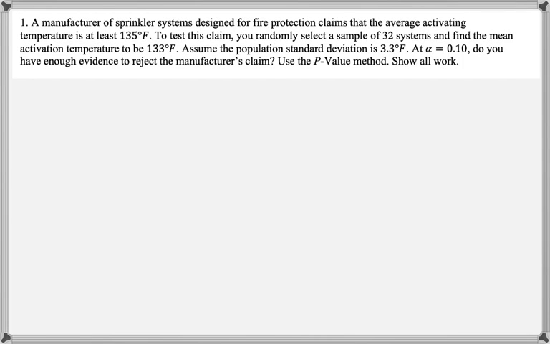A manufacturer of sprinkler systems designed for fire protection claims that the average activating temperature is at least 135 degrees Fahrenheit. To test this claim, you randomly select a sample of 32 systems and find the mean activation temperature to be 133 degrees Fahrenheit. Assume the population standard deviation is 3.3 degrees Fahrenheit. At alpha equal to 0.10, do you have enough evidence to reject the manufacturer's claim? Use the p-value method and show all work.